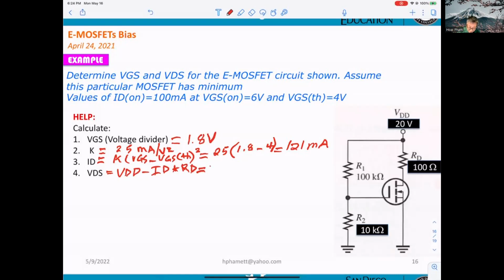Let's see. 20 minus ID 121 times 0.1. You have to change it to the kilo, since you're using milliamp. I get around 7.9. Agree.